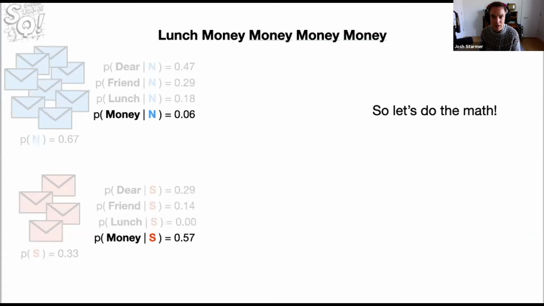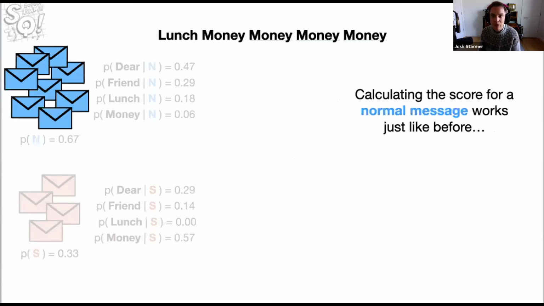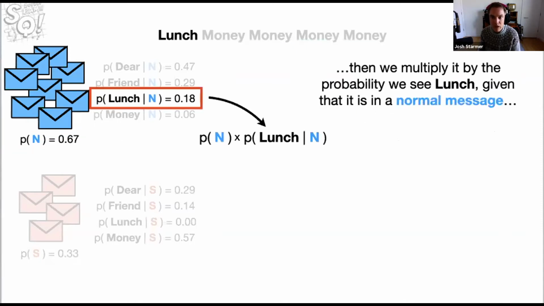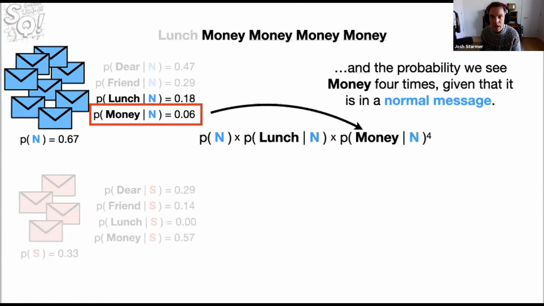So let's do the math. Calculating the score for a normal message works just like before. We start with the guess, then we multiply it by the probability we see lunch, given that it is in a normal message, and the probability we see money 4 times, given that it is in a normal message. By the way, I'm using a shorthand for the probability of seeing the word money 4 times. I've got it raised to the 4th power.